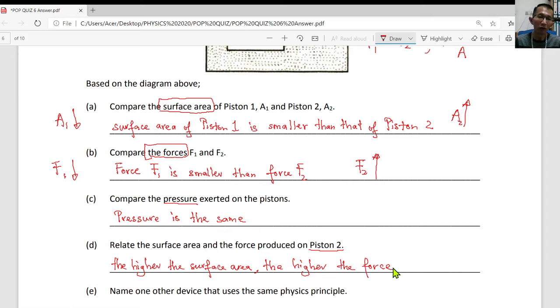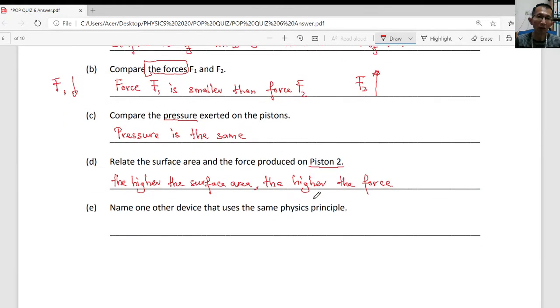Now let's move to the last sub question of question number 10. Name one other device that uses the same physics principle. So one other device would be our hydraulic brake. Okay, so that is question 10.